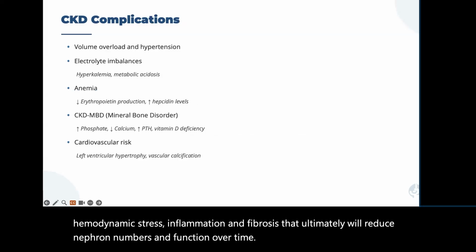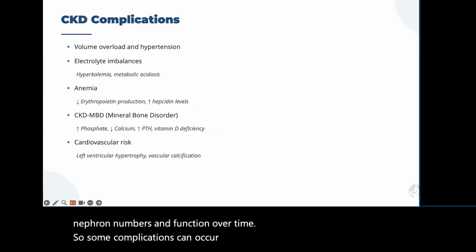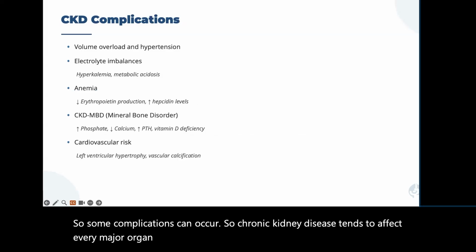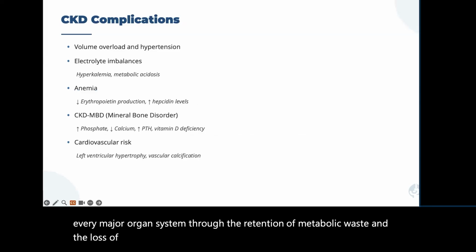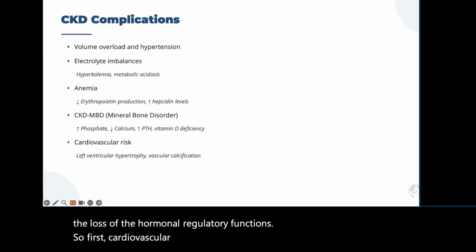So some complications can occur. Chronic kidney disease tends to affect every major organ system through the retention of metabolic waste and the loss of the hormonal regulatory functions. So first, cardiovascular disease. It's the leading cause of death in chronic kidney disease patients.